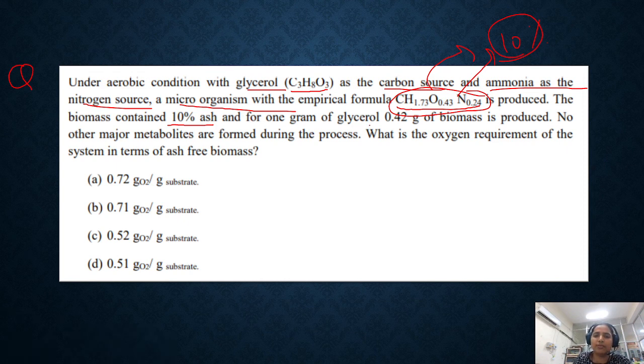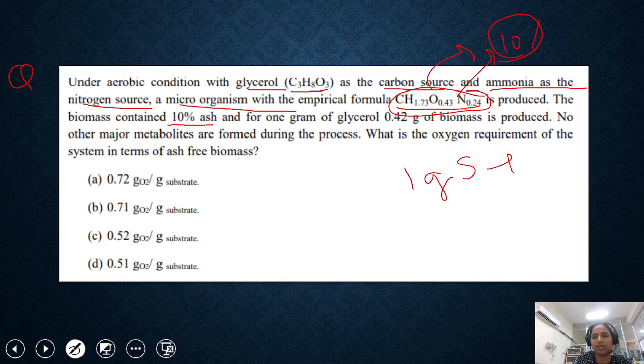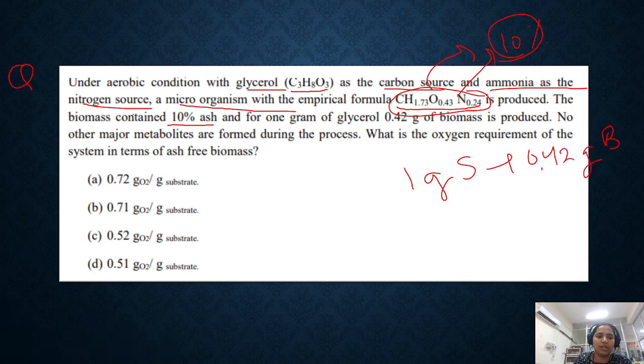And for 1 gram of glycerol, 0.42 gram of biomass is produced. So it means 1 gram of substrate is producing 0.42 gram of biomass. No other major metabolite is formed during the process. It means no other product is forming here. Then what is the oxygen requirement of the system in terms of ash-free biomass?